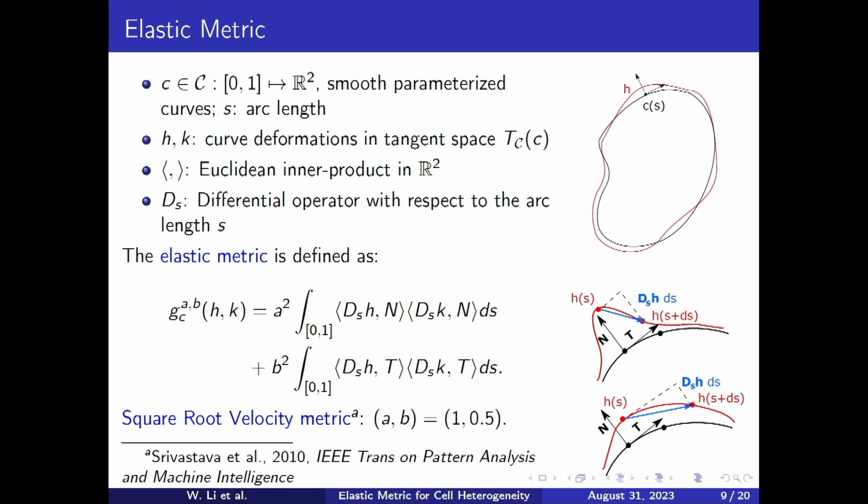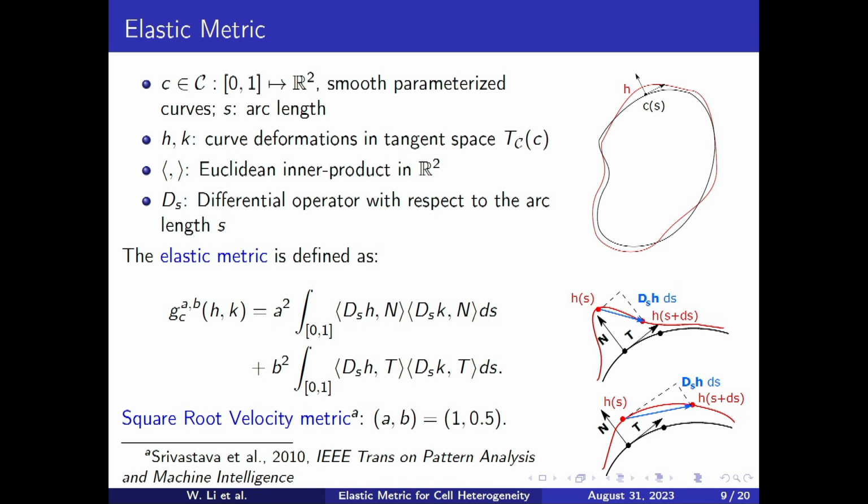The first component here is the projection of the derivatives of h and k onto the local normal vector of C, and it can be interpreted as how much to bend the curve. The second component here is the projection of the derivatives of h and k onto the local tangent vector of C, and this can be interpreted as how much to stretch the curve.